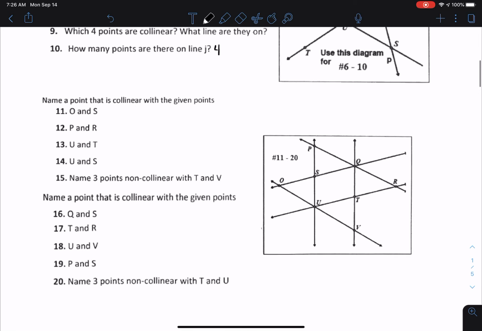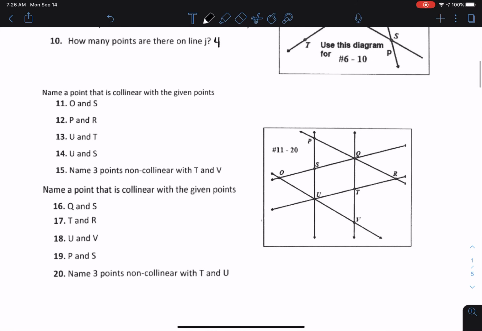Let's look at number 11. Name a point that is collinear with the given points. So if I'm looking at O and S, which ones would be collinear? There's only one of them. It has to be on that same line. So which other point is on line OS? OS and Q. So you would put Q.